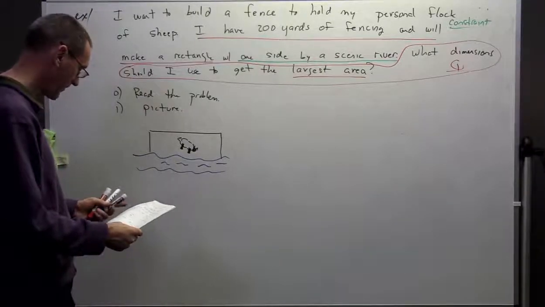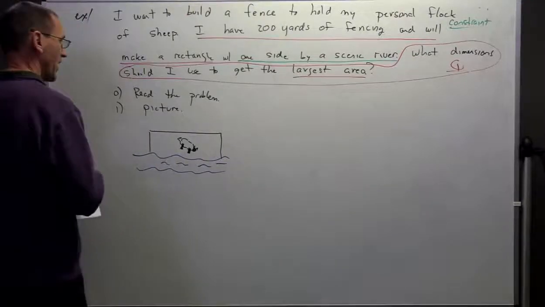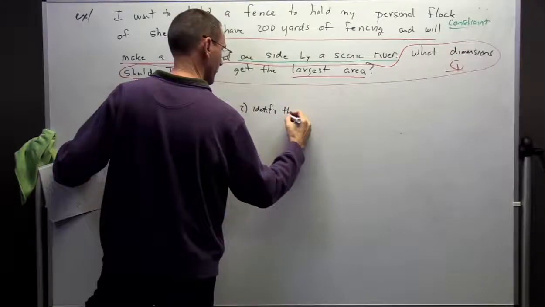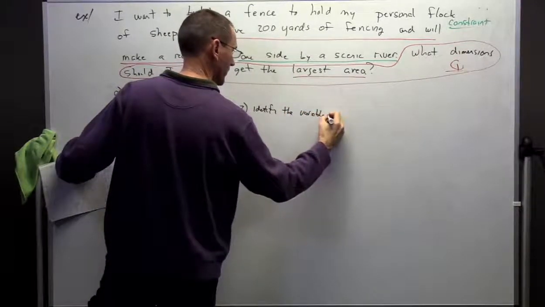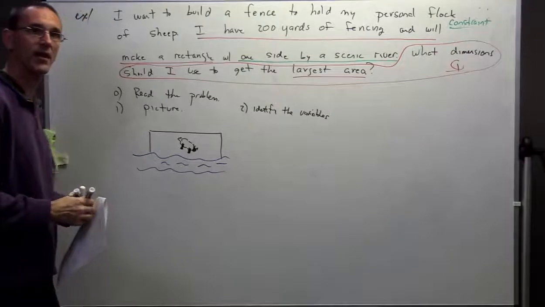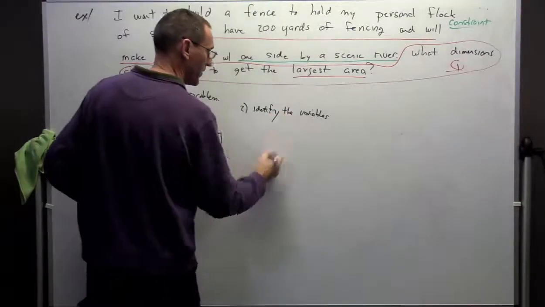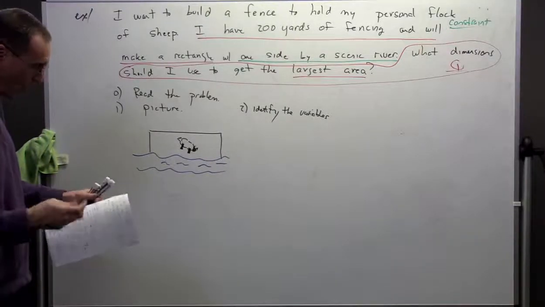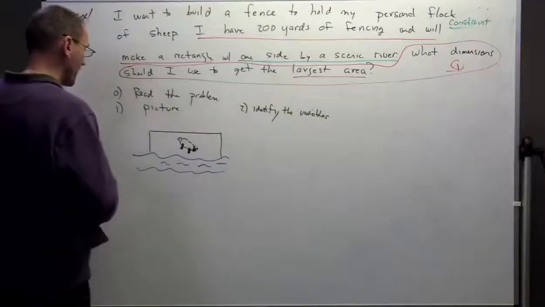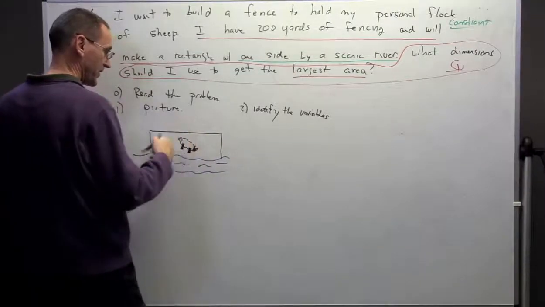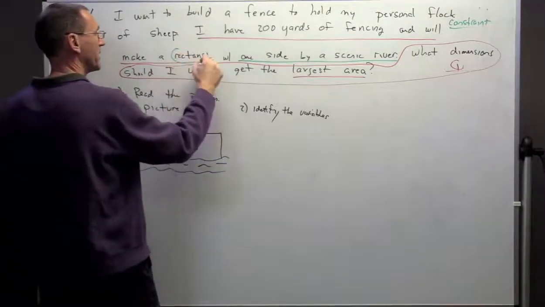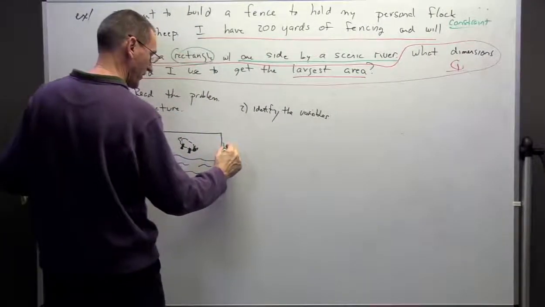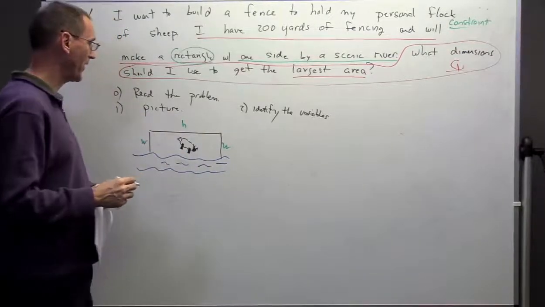So I've got my picture. My next step is figure out what my variables are. Okay? Be careful here. I have not been told what any of the variables are, what to do. So I need to define what I am working with. So I've got this side and this side and this side. Now notice, because it's a rectangle, this side has to be the same as that side. So let me call that W, let me call that H.